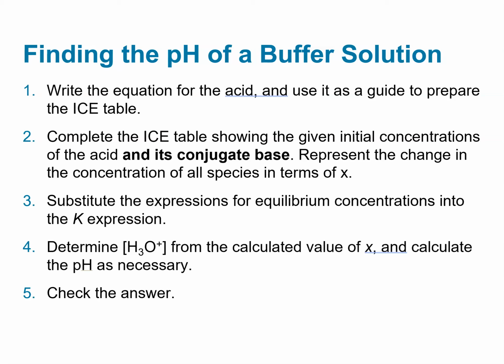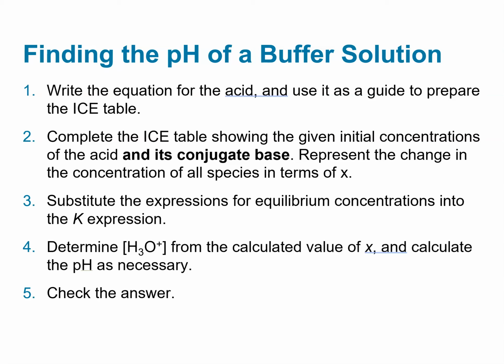So, step one to finding the pH of a buffered solution. You need to write out your equation for the acid, and then you prepare an ICE table based on that particular equation. You complete the ICE table, showing the given initial concentrations of the acid and its conjugate base, both of them, and you represent the change in the concentration of all species in terms of x, just like we would for previous ICE tables.